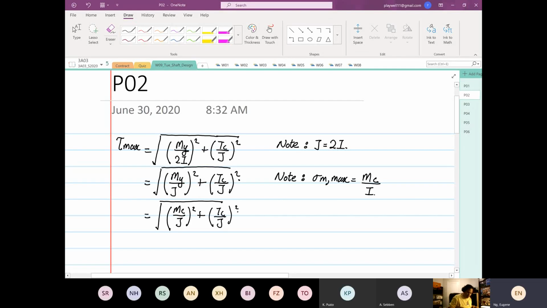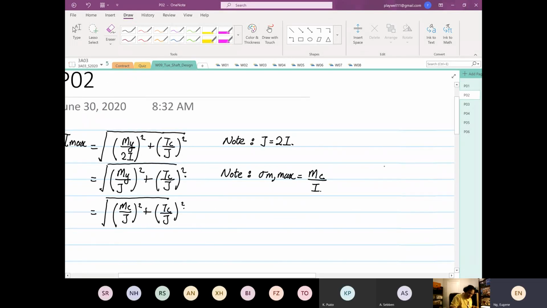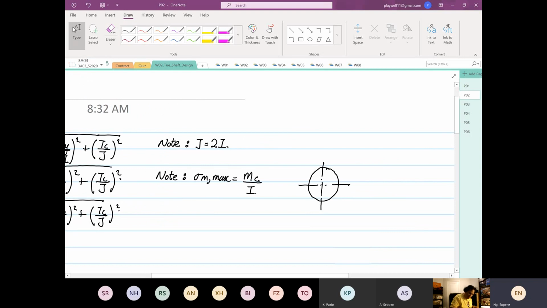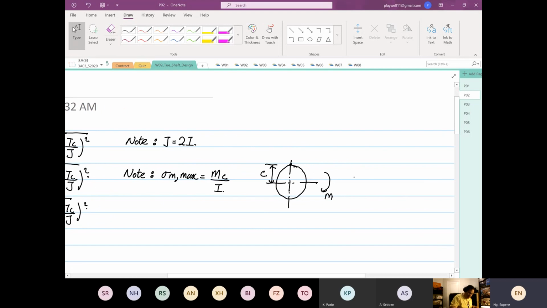squared, right? So why is this the case? If we have a shaft down here, and we know that over here our moment is acting in this direction, then the distance from here to here is equal to c. So y is equal to c where stress max will occur.